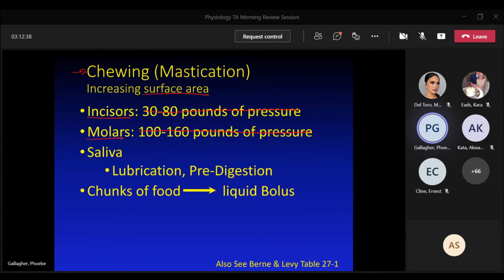And saliva is also important for chewing because it allows for lubrication so that you can easily swallow your food. Without saliva, it would be really hard to swallow food, especially if it's really dry food. It also secretes things that can start to digest it, like your alpha amylase, which starts to break down starches and that sort of thing. So it takes your chunks of food and turns it into a liquid bolus. So a bolus of food is what you will be swallowing ultimately. That's the term for it after you've chewed it up.